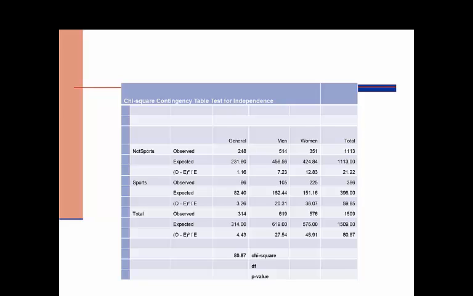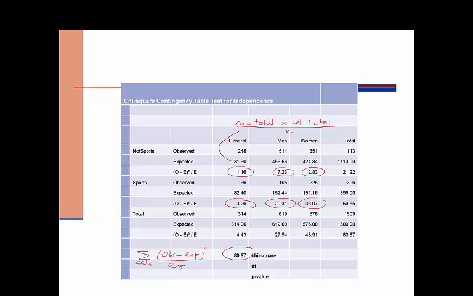Okay, again, these expected values is row total times column total divided by sample size. Okay, and this chi-squared value is the summation of these 6 numbers. Okay, so summation over the cells of the observed minus the expected squared divided by the expected. That gives you the chi-squared value.